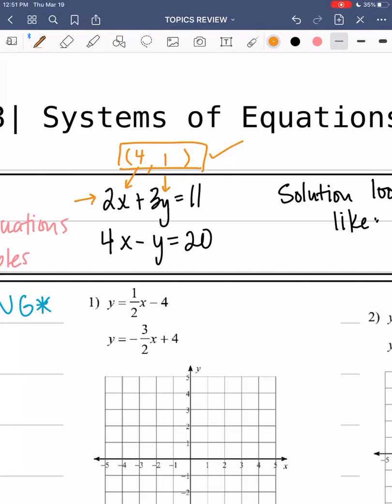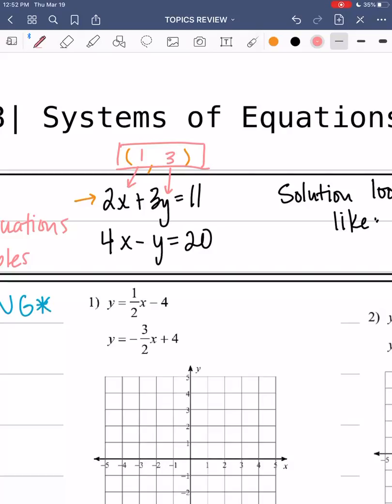Can I think of another? Let's see. 4, 1 works. I don't want to erase that part of the board. Let's see if I can think of another one that works. How about 1, 3? Does that work? So 2 times 1 is 2, plus 3 times 3 is 9. So this would be 2 plus 9, which is 11. So 1, 3 also works. So these are points that satisfy just this rule.